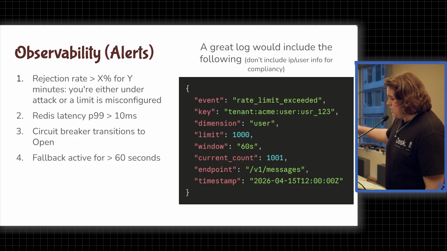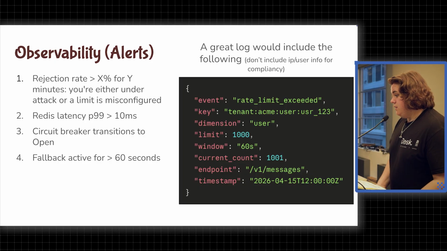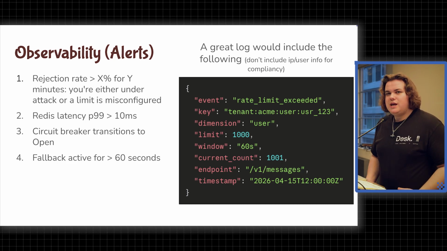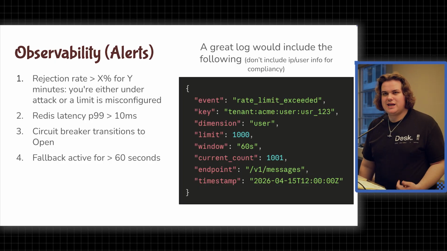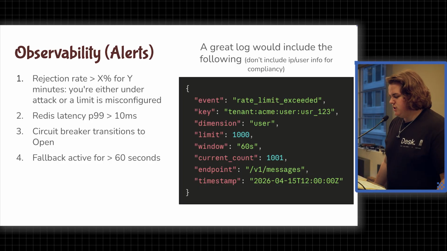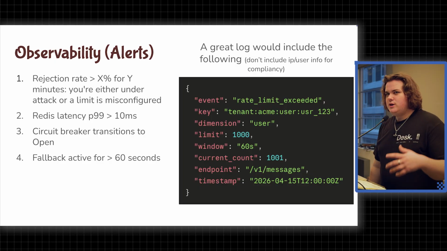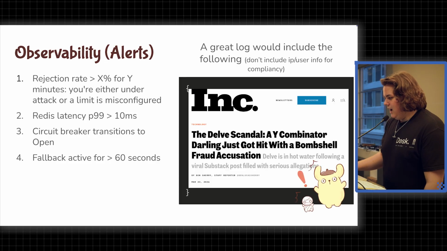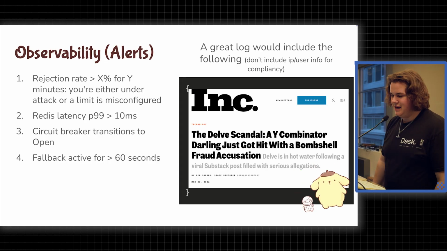A great log would include the following. So the key of the user, the event that happened, they exceeded their rate limit, who they are, how much they had in their limit, how long was this window, what the current count of their requests are. If they're only surpassing it by a little bit, you don't need to know, and their endpoint. It's important not to include any IP or user info for compliancy. Unless you're using Delve, then you were never compliant to begin with, and you can just give up. Like, it's fine.